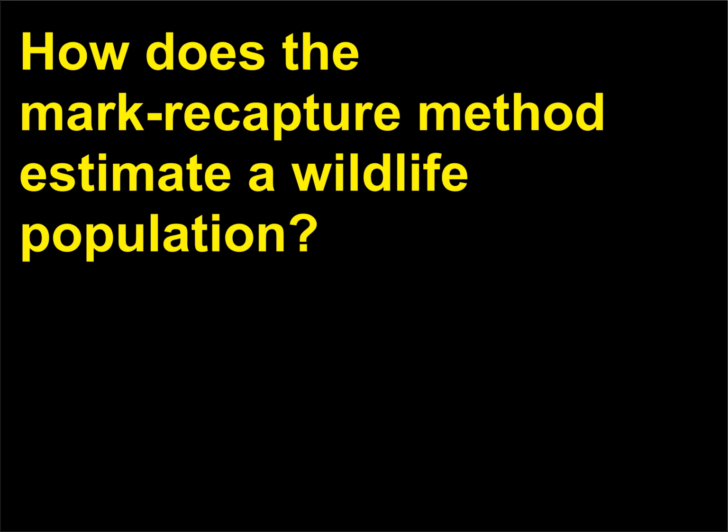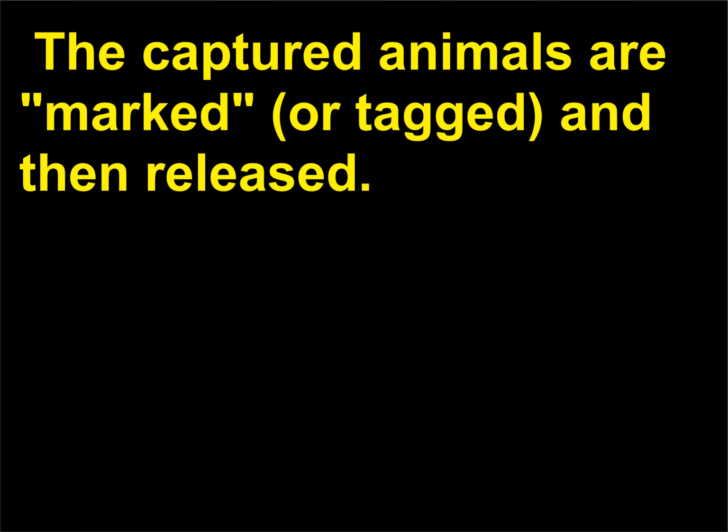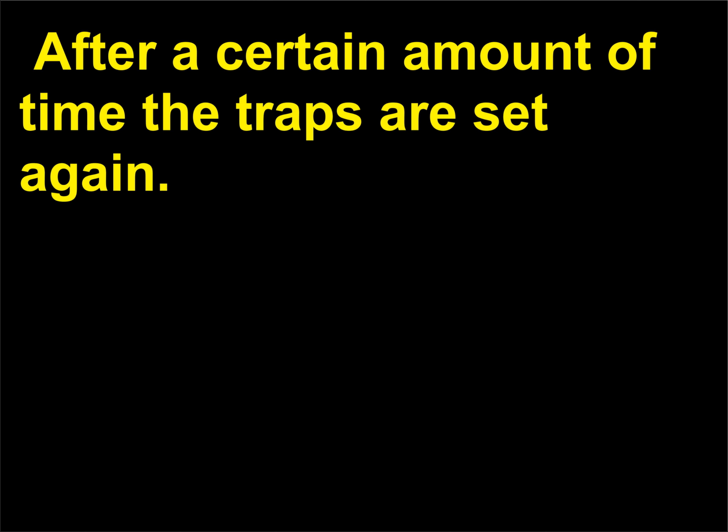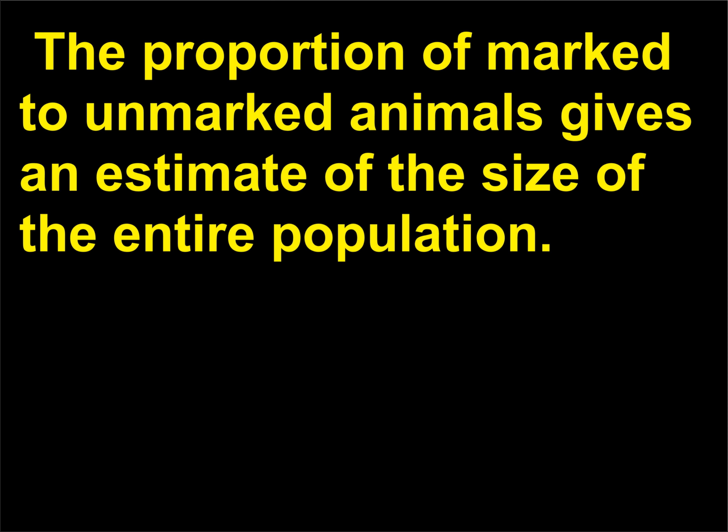How does the mark recapture method estimate a wildlife population? Researchers set traps to capture a population sampling in a given area. The captured animals are marked, or tagged, and then released. After a certain amount of time, the traps are set again. The second time, both marked and unmarked animals will be captured. The proportion of marked to unmarked animals gives an estimate of the size of the entire population.